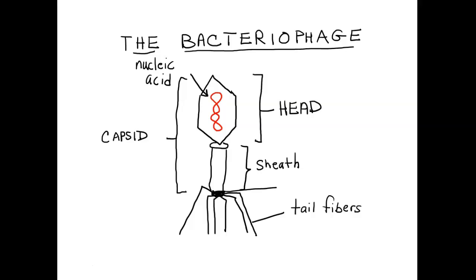And then down below we have this area called a base plate. And the base plate is a place where the virus actually will attach onto the cell so that it can insert its DNA into the cell. And let's take a look on the next slide as to how that happens.